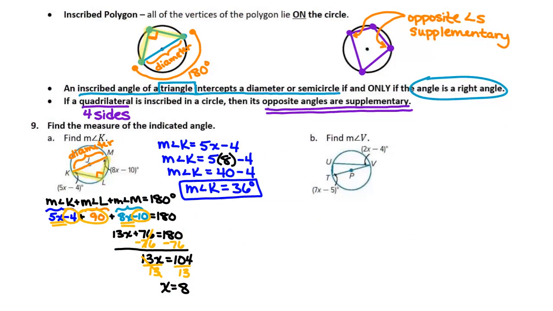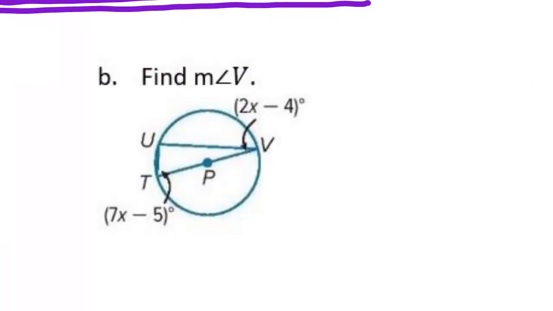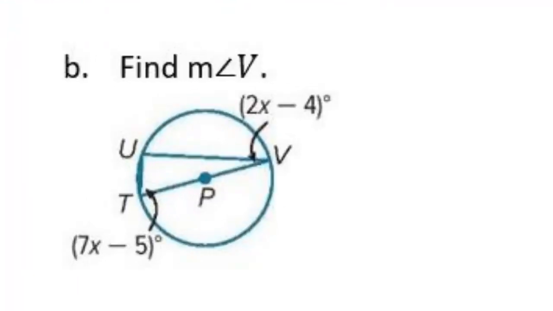All right, let's go look at part B. Basically, same kind of problem. Do I have a diameter in example B? No. Yes. What is the diameter? TV. TV, because it goes right through the center.